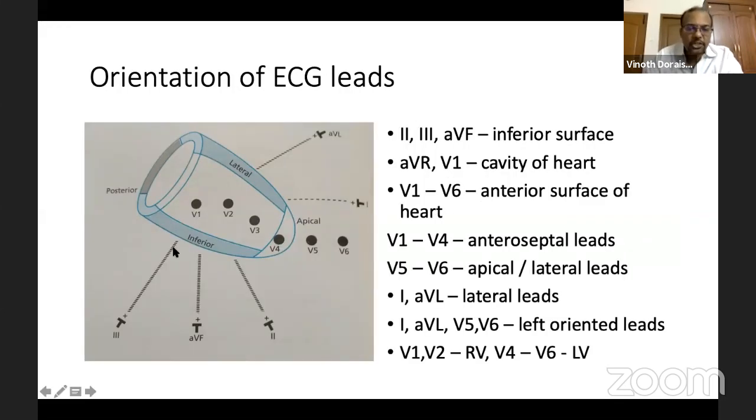Again, the orientation of the ECG leads: 2, 3 and AVF will be the inferior surface of the heart. 1 and AVL will be the lateral surface of the heart. AVR is towards the cavity of the heart. V1, V2 is the right ventricle or the anterior surface of the heart. V3, V4 again anteroseptal and apical, and V5, V6 will be the lateral. So it's important to know the position of these leads while reading the ECG.